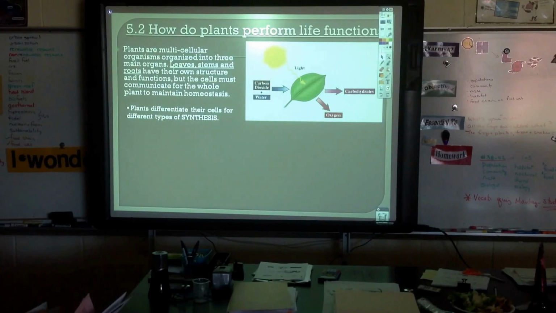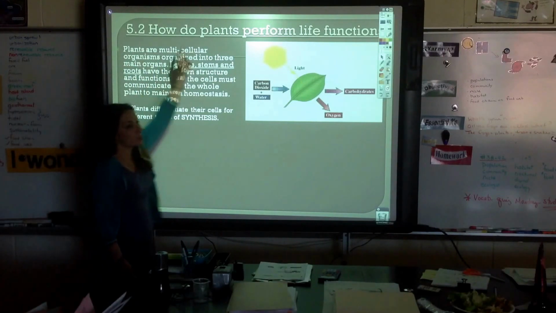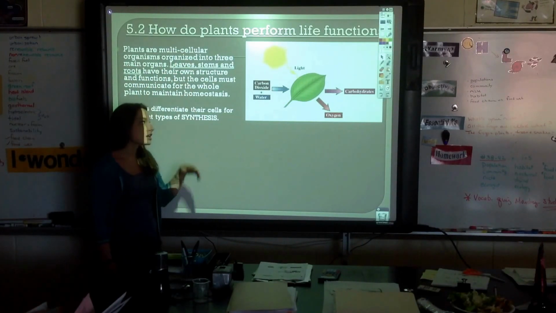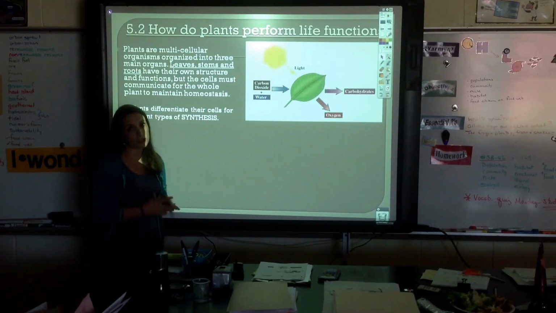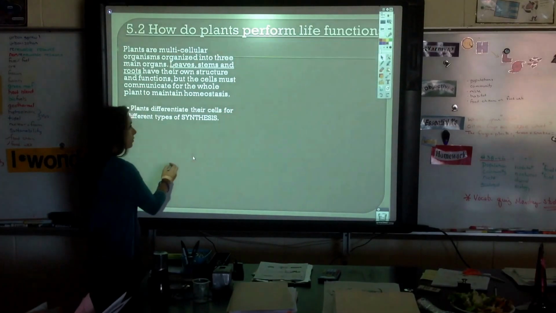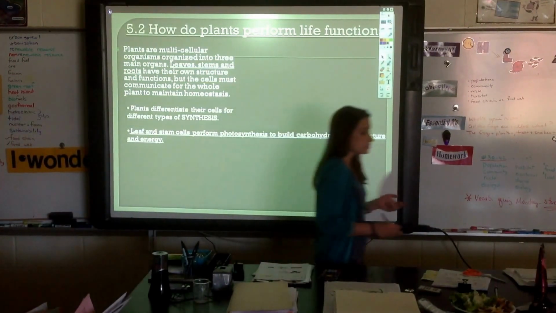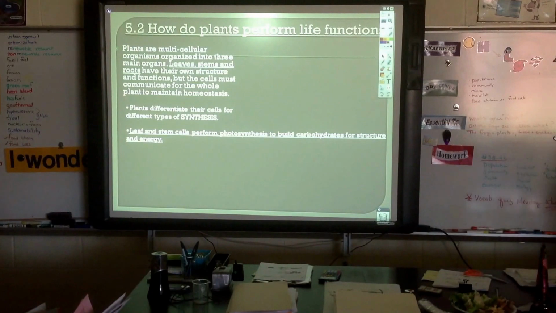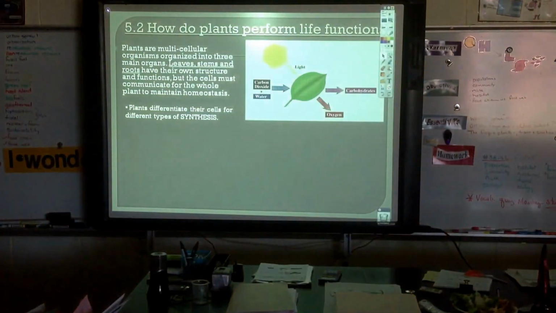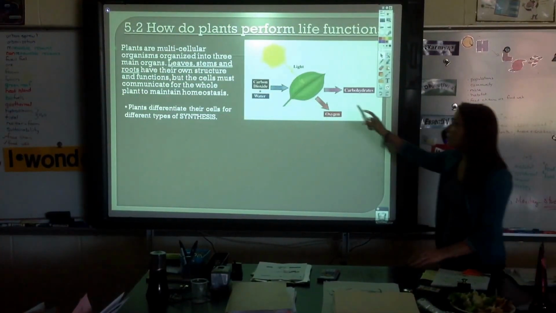We're on section 5.2, and we're studying plants and how plants perform life functions. One of the most important functions that a plant is going to perform is photosynthesis. And of course, we talked about photosynthesis in yesterday's notes, and we focused on this picture. And this picture should be really helpful for you.